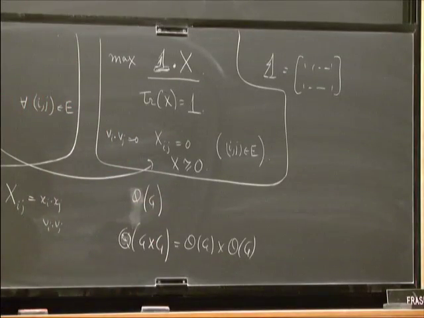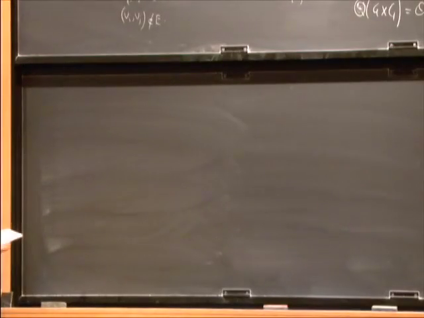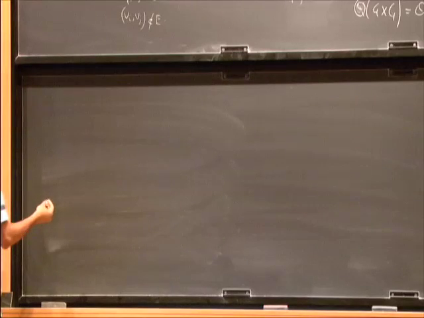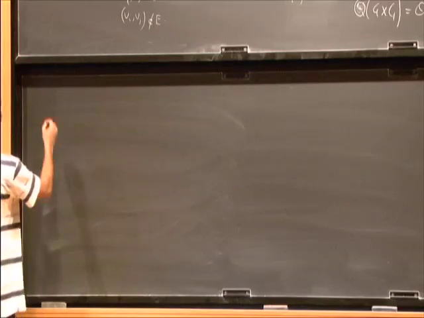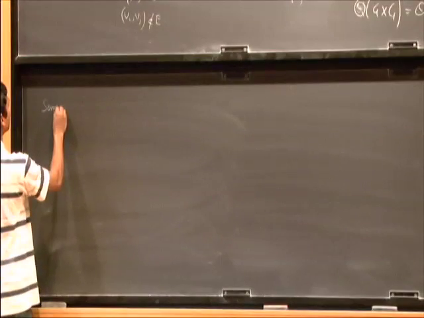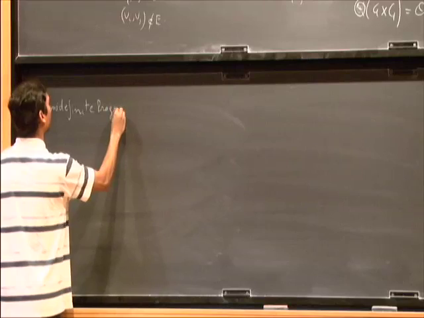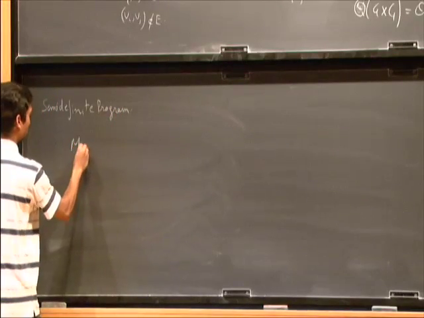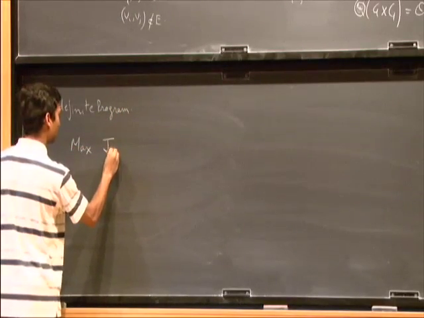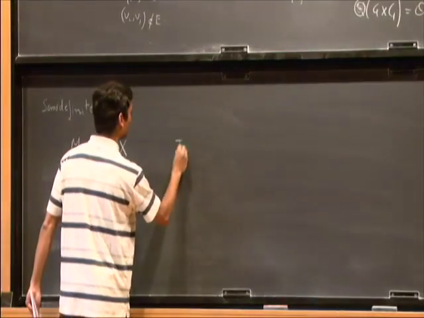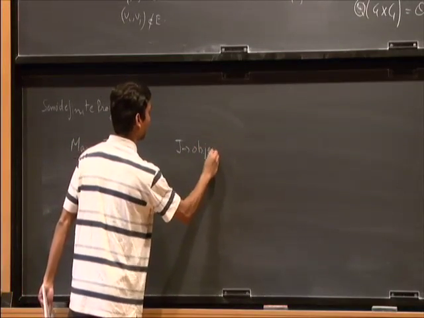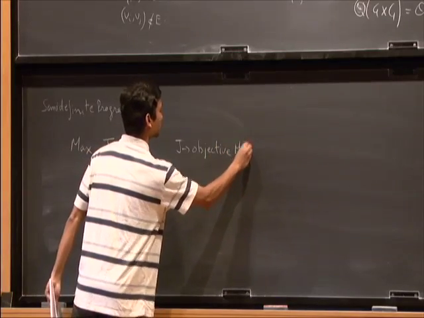So let's look at a semi-definite program. The program we consider is, so now J is the objective matrix.